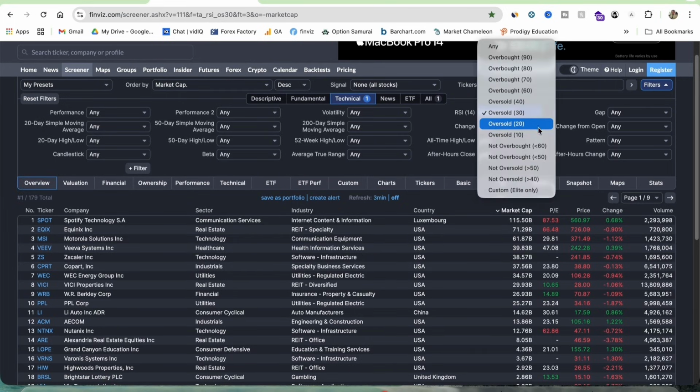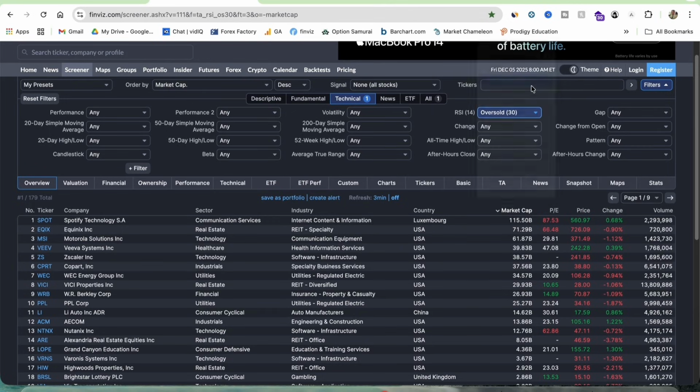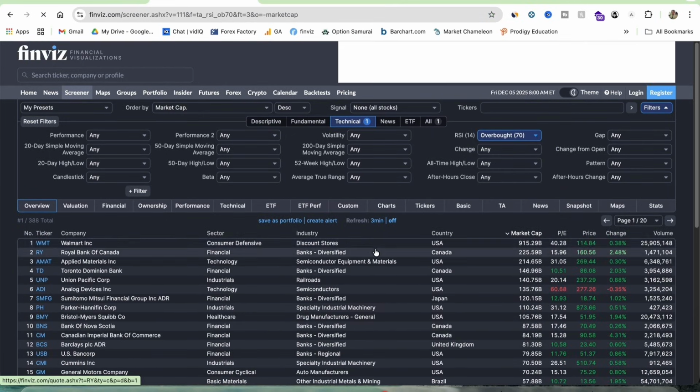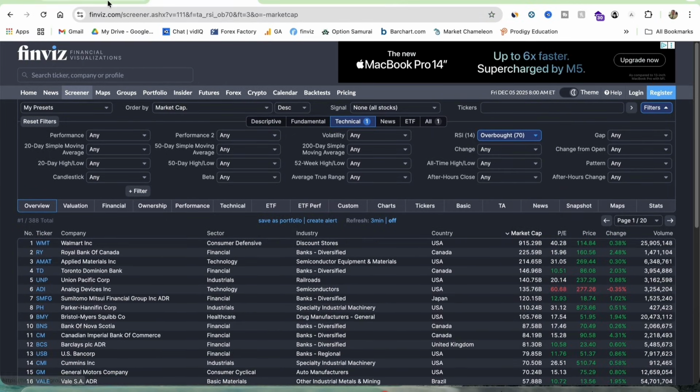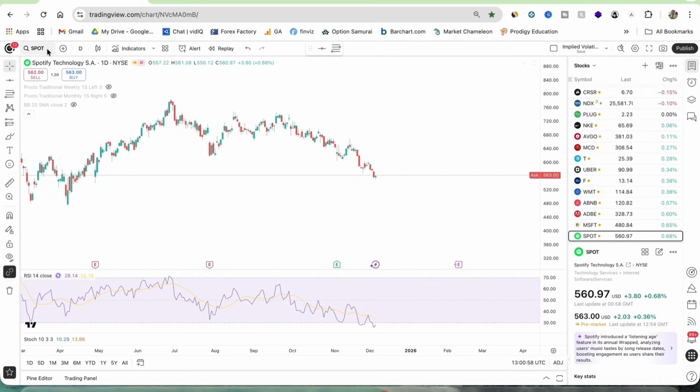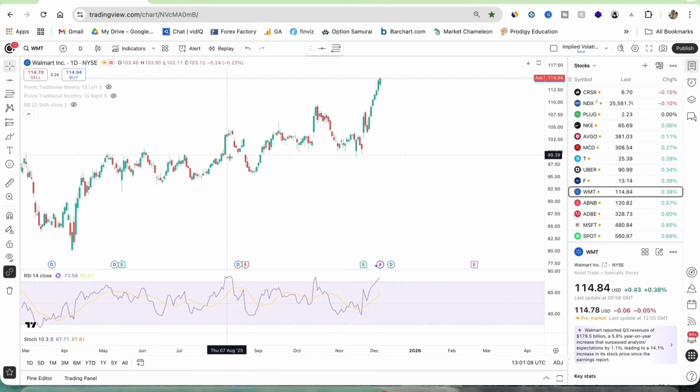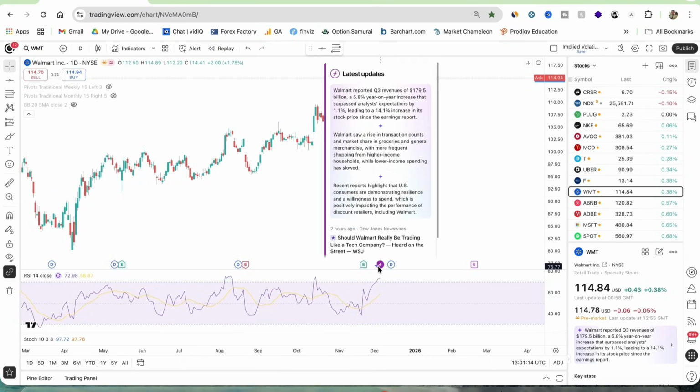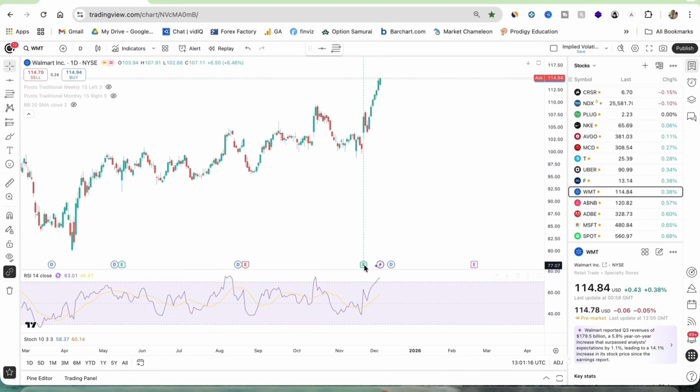So just if you wanted to see what it looks like on the other side, look at oversold 70. Again, you've got things like Walmart. So let's have a look at Walmart just to see what it looks like. I think it's WMT, from memory. But wow, what's going on over here? So it looks like they just had earnings and they absolutely smashed it.